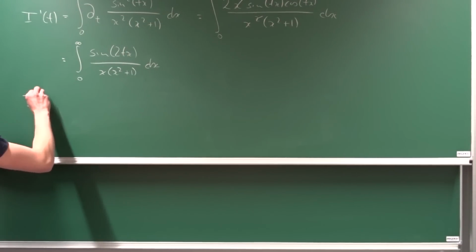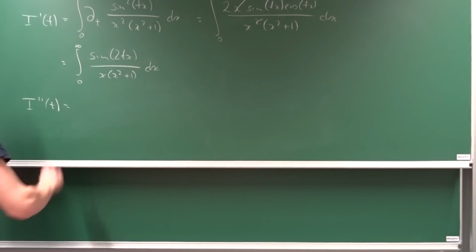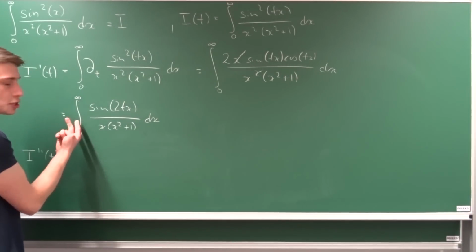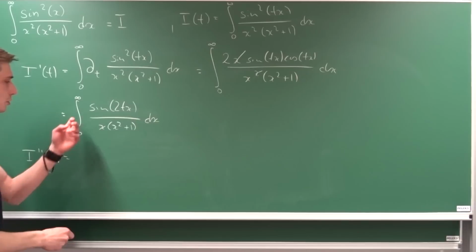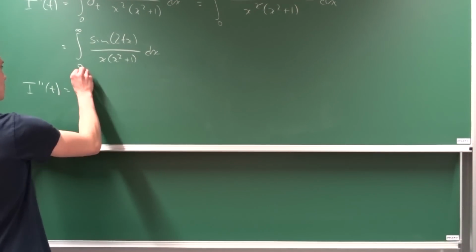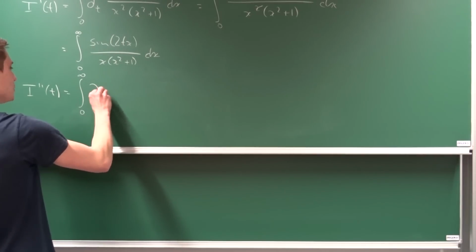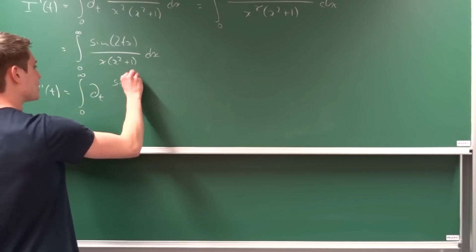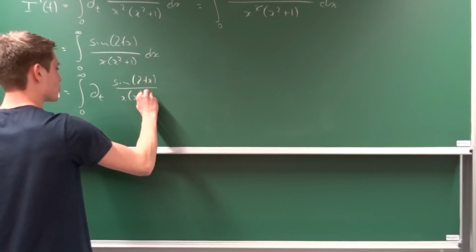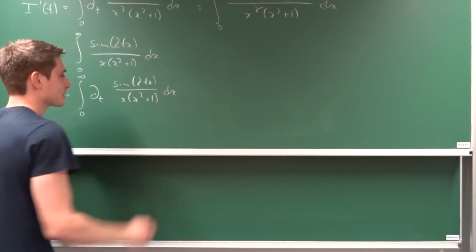Now, we are ending up with I double prime in terms of t. What is that? Well, upper and lower bounds are independent of t. That means we can interchange integral and differential and turn it into the partial derivative of this integrand. So we have the integral from 0 to infinity of the partial derivative in terms of t of sine 2 times t times x over x times x squared plus 1 dx.